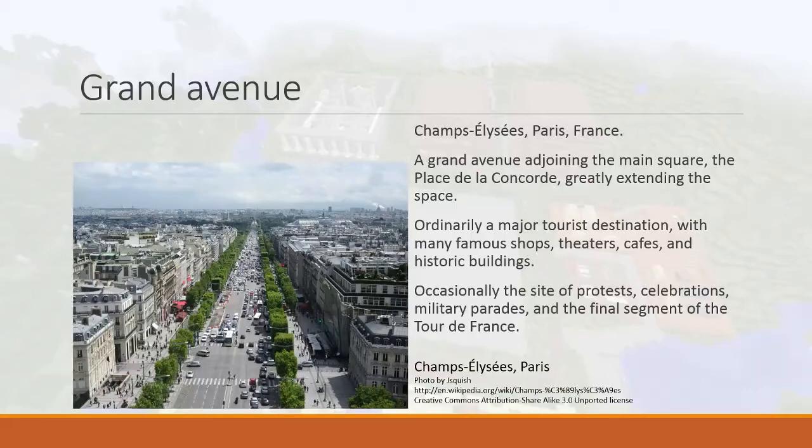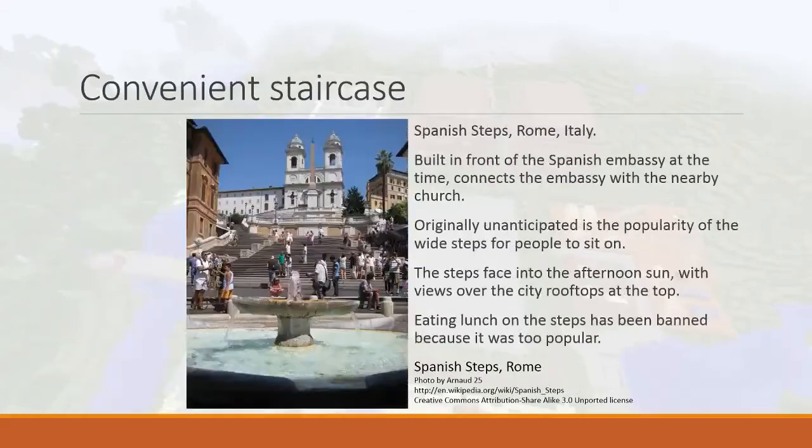And this is already quite important in Paris. A convenient staircase. This is a rather unusual public space. It's the Spanish Steps in Rome, Italy. Again, we're back in Rome. So there's a staircase built in front of the old Spanish embassy, connecting it with the nearby church.